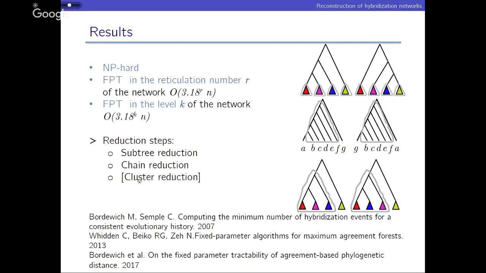And then the last one is called the cluster reduction. The cluster reduction says that if you have a clade inside the two trees, where the subtrees are not exactly the same, you see the topology here is not the same in the two trees, so we can't use the subtree reduction. But since it's the same clade in both trees, then we can actually detach the two subtrees, solve the network problem separately, and then attach the network to the global network that we recovered afterwards.